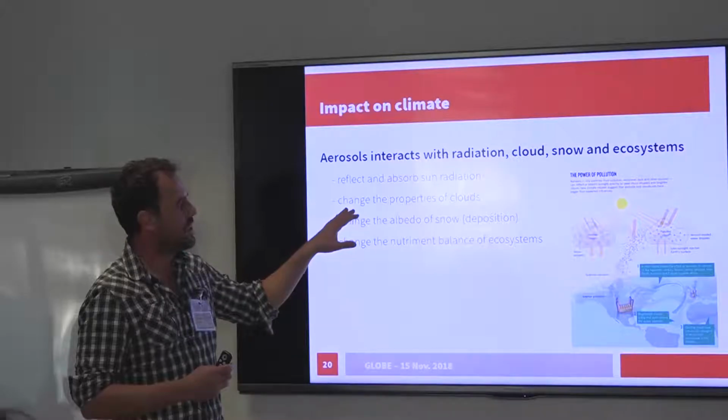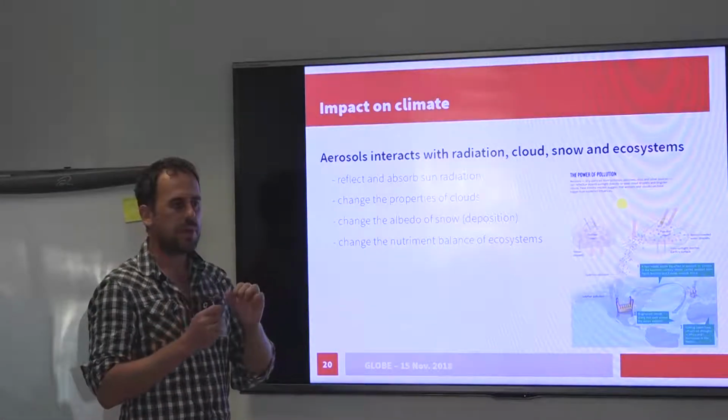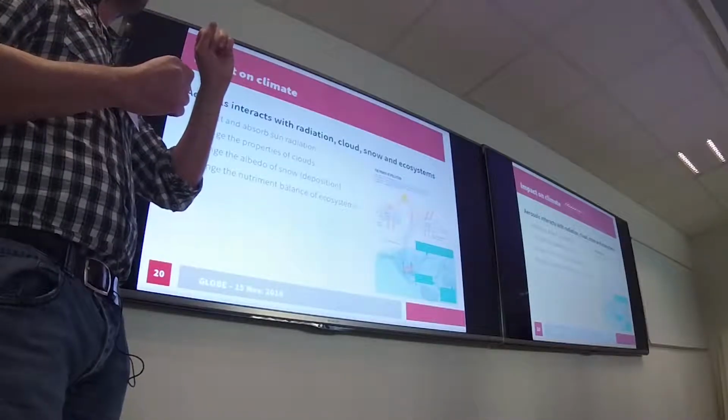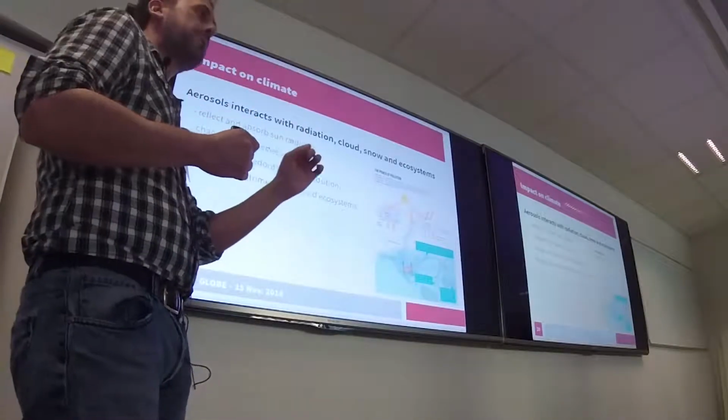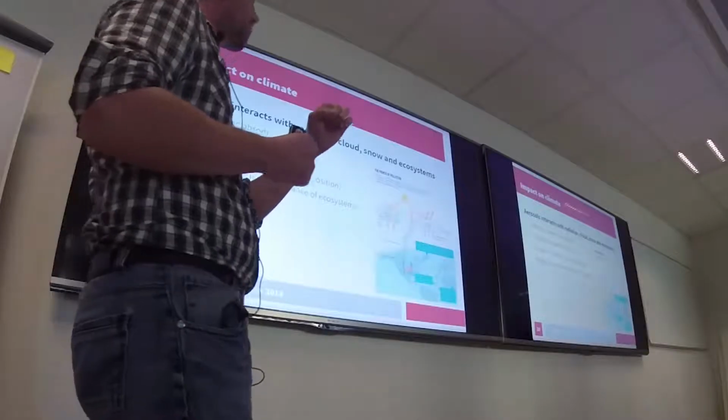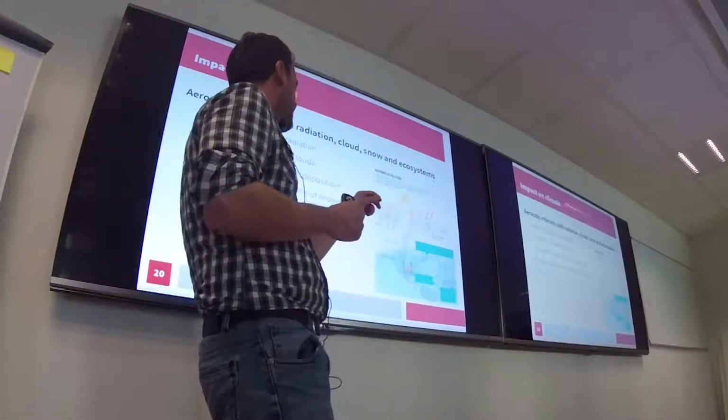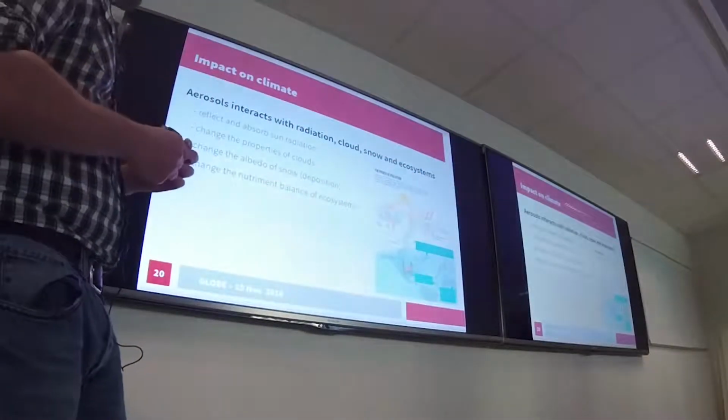It also interacts with the clouds because the fine particles will make cloud droplets. And the more particles you have, the more droplets you have, but they are smaller. So they change the microphysical properties of the cloud. This is the indirect effect.